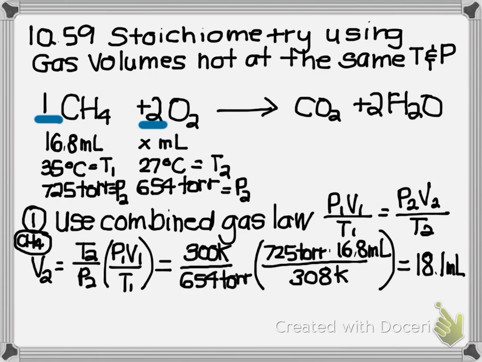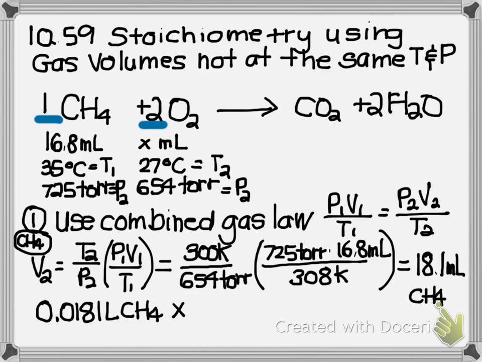Now we can solve this like a problem where two of the reaction components are at the same temperature and pressure. I can take the 18.1 milliliters. You wouldn't have to work in liters, but since a lot of the problems in your book have liters, let's work in liters. So I'll convert this to 0.0181 liters of methane at my new temperature and pressure.